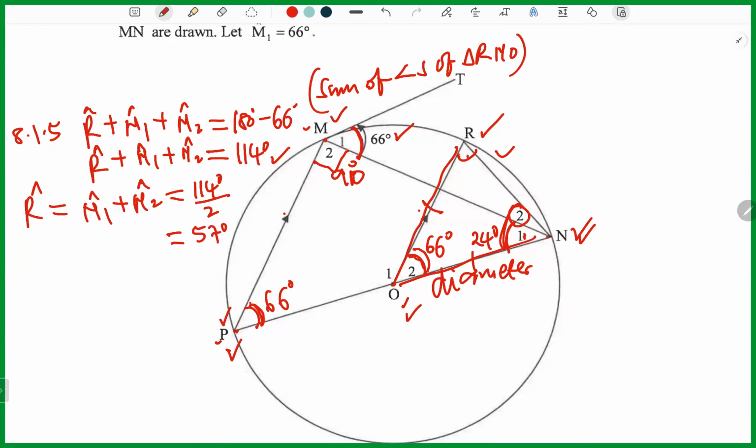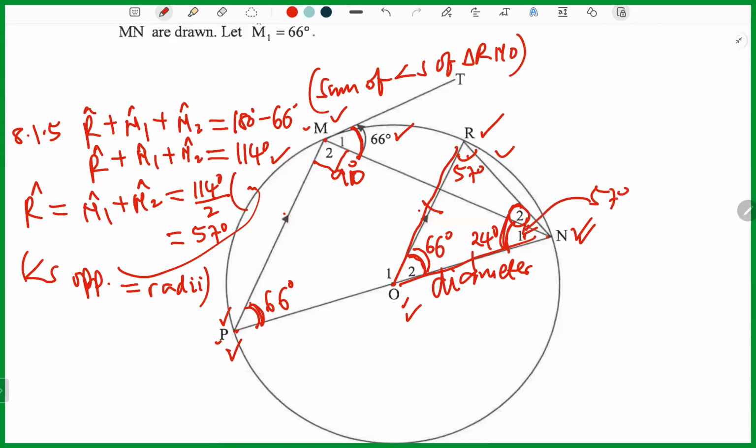Why? Angles opposite equal radii. The reason for this would be that angles opposite equal radii are equal. Okay, we're good. This cements the fact that angle R is 57 degrees, and this angle is also 57 degrees.